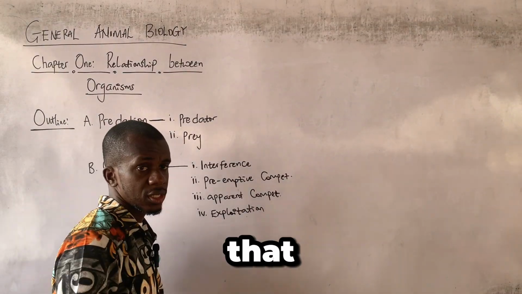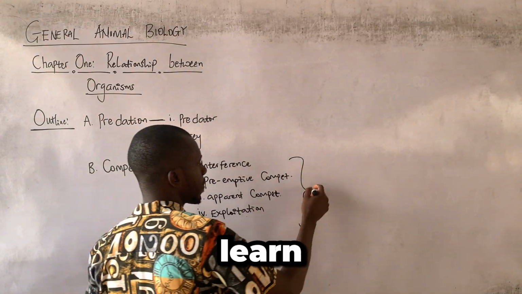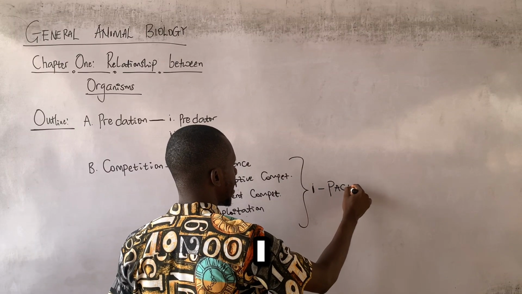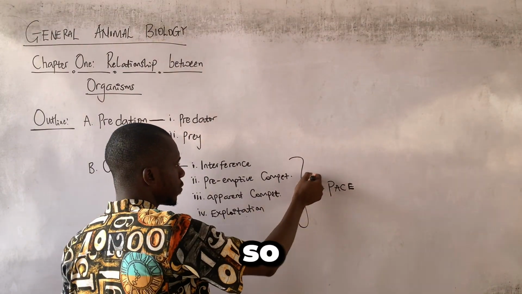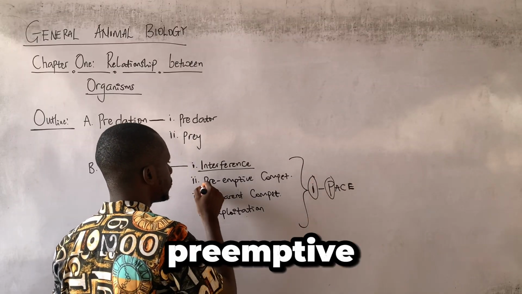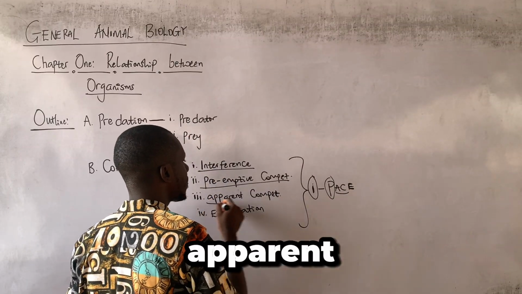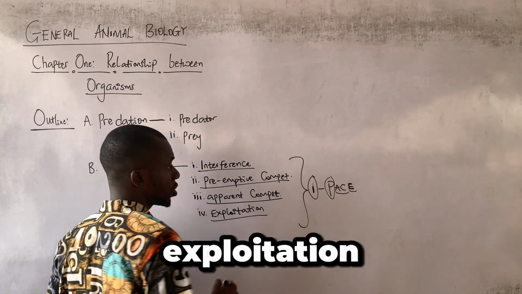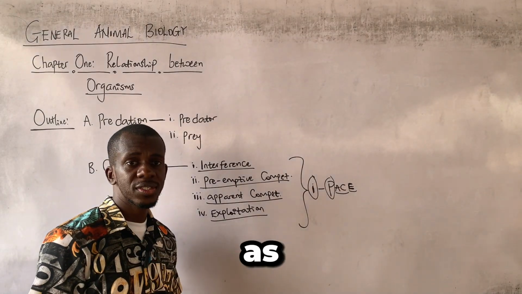Exploitation. You see that now? Okay, so now to make it easier to learn, we use a certain acronym that I call IPACE. I stands for interference, P stands for preemptive competition, AC stands for apparent competition, and then E stands for exploitation. You see that now? Okay, so we know this using an acronym known as IPACE.